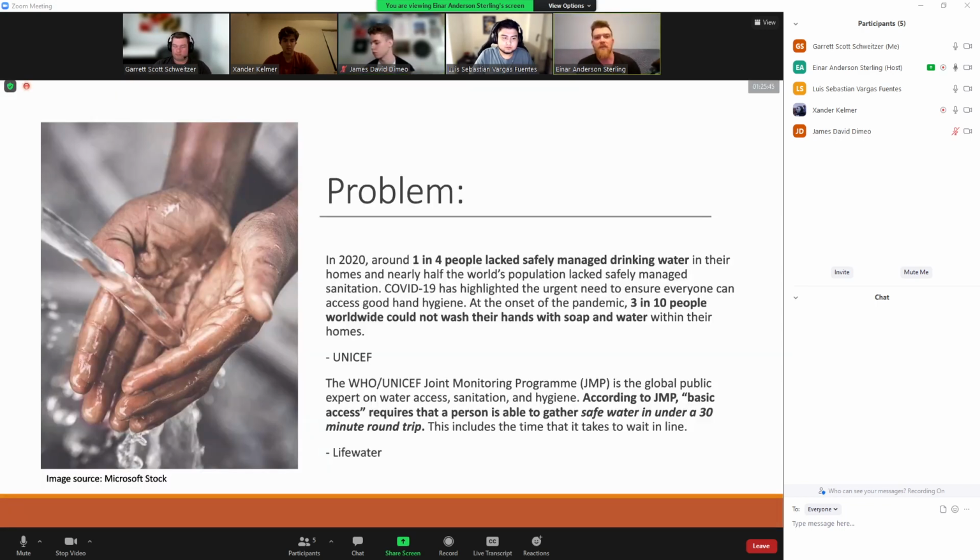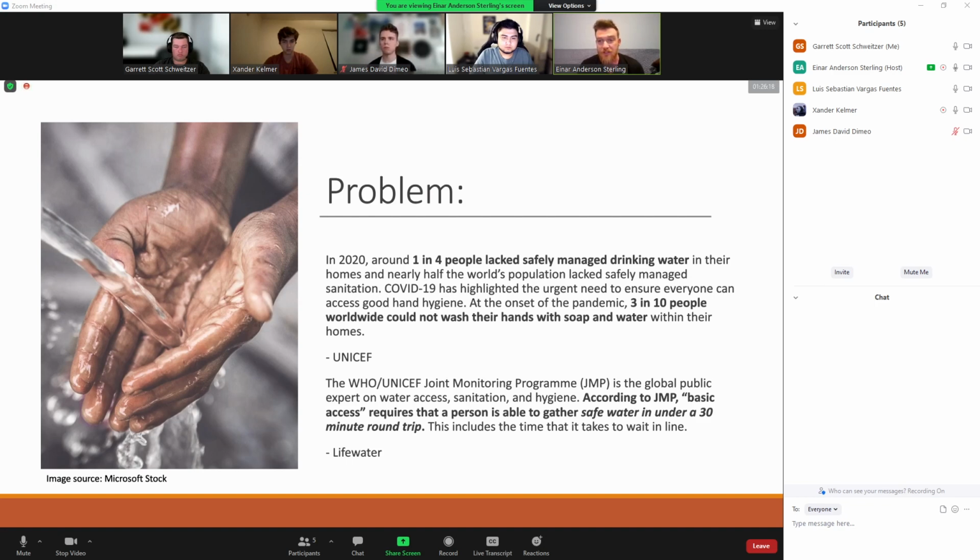So our problem statement that we selected was how to generate water from a water source. The reason why this is a problem is, as seen here in one article from UNICEF and another one from Life Water, 1 in 4 people lack safely managed drinking water, and 3 in 10 people during the COVID crisis couldn't even wash their hands because they had limited access to water.